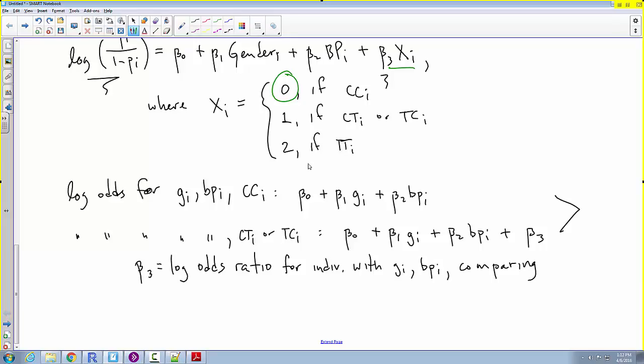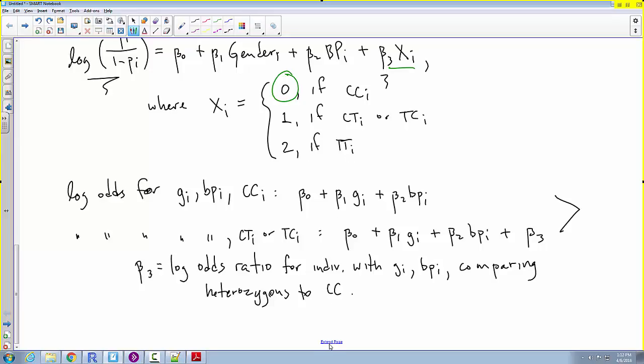Comparing heterozygotes to homozygous C. Log additive model has said CC is our baseline. Beta 3 is the change in the response associated with a 1-unit increase in X. Usual regression interpretation, holding everything else constant. Changing X by 1 unit is going from 0 to 1, for example. So this is the log odds ratio comparing X equal 1 to X equal 0, holding gender and blood pressure constant.